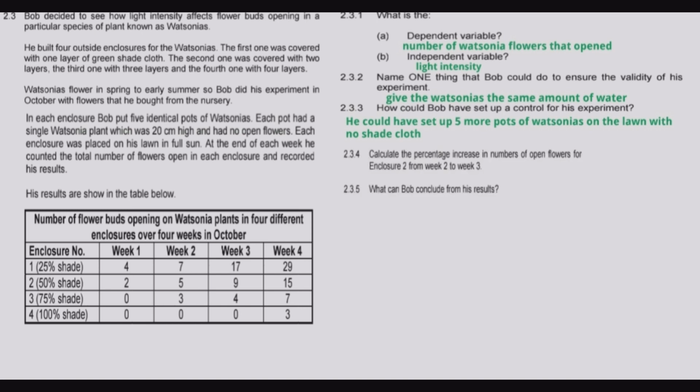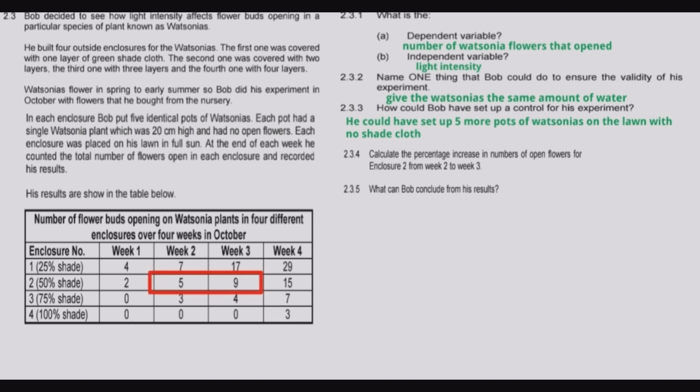Okay, we come to question 2.3.4. Calculate the percentage increase in number of open flowers for enclosure 2 from week 2 to week 3. Okay, so basically what we can do is we can just even go back to the table. We can look at the same table. So we are told to calculate the percentage increase in number of open flowers for enclosure 2, for week 2 to week 3. So we consider week 2 and week 3. Okay, so what we need to do is enclosure 2, which is 50% shade.